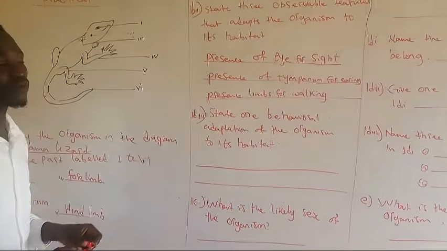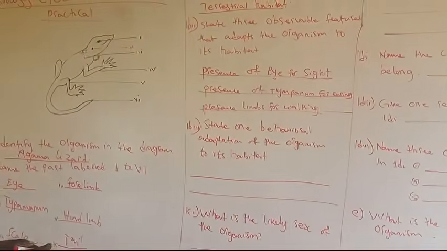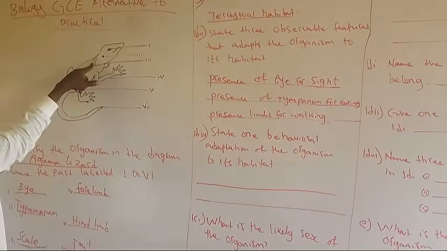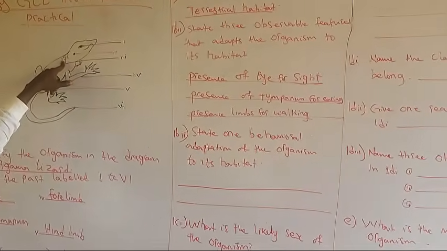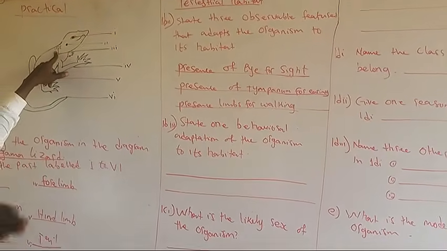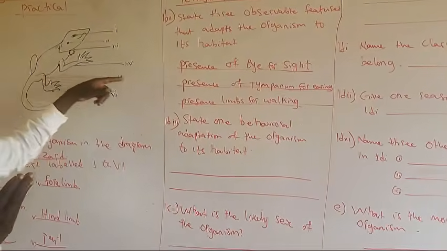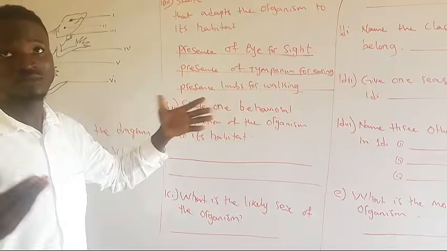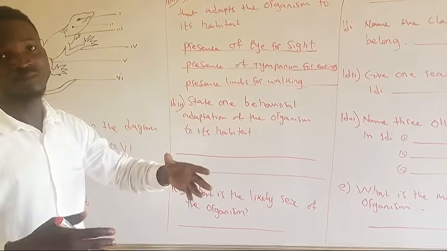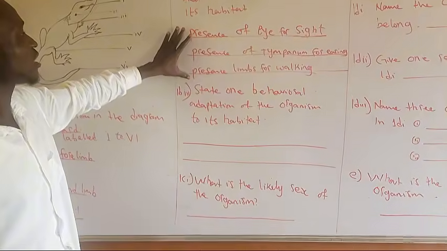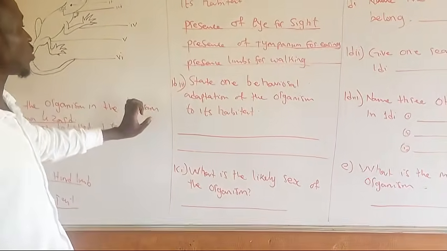Presence of limbs for walking. So we have other things there, like presence of what? Scale. Presence of scale for them to avoid excess evaporation of water from their skin, and also to avoid desiccation. Did you get that now? Desiccation, yeah. What's the meaning of that? Excess of water being lost from their body. Did you get? So that is for the presence of the scale. So we have successfully answered this. Now let's go to the next one.